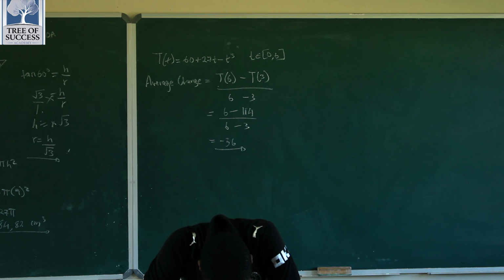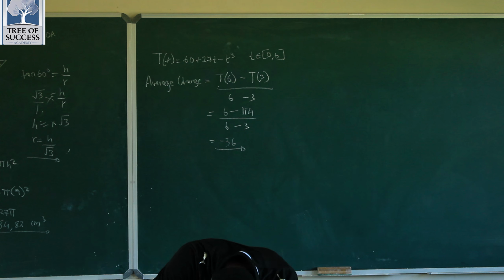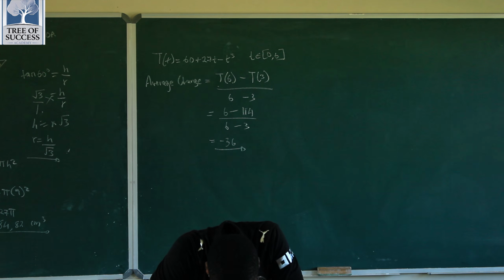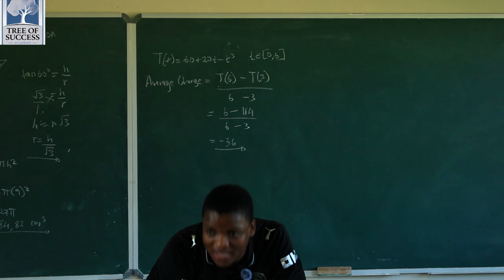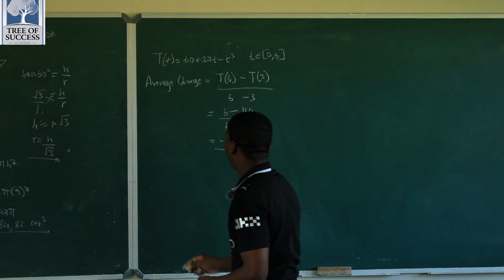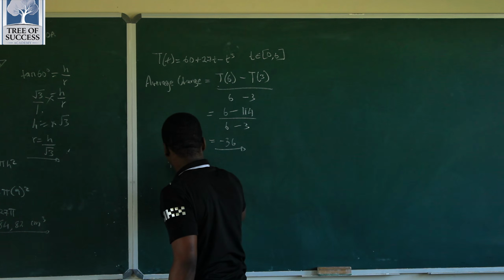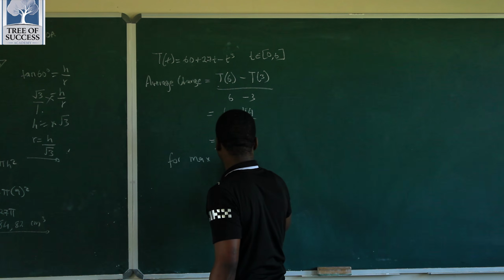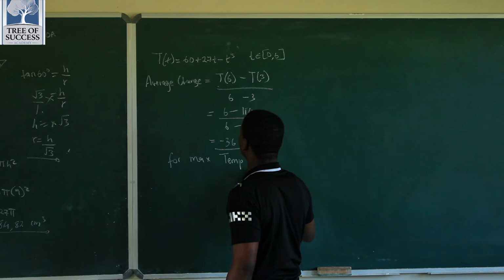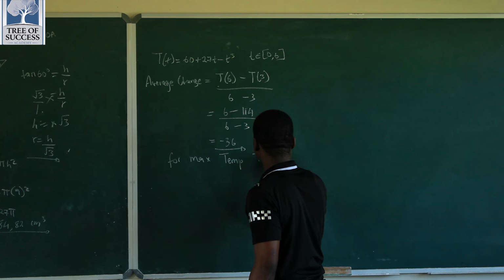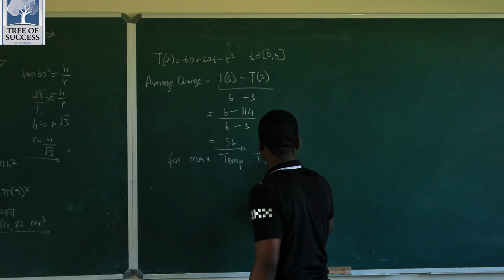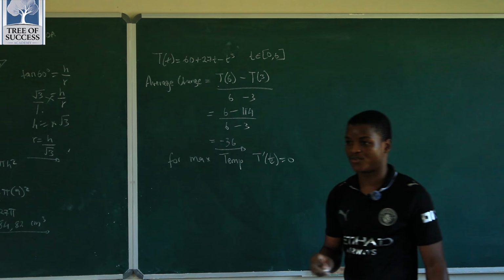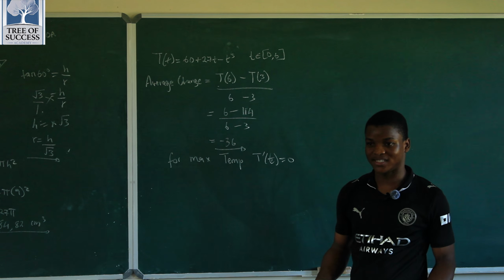If it is negative or positive, that shows something about the pattern. Now, after how many seconds will the temperature be a maximum? For a maximum temperature this time, we set T prime at t equal to 0, right? And then solve for t.